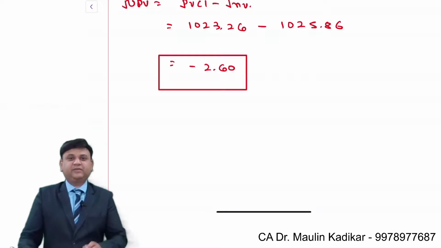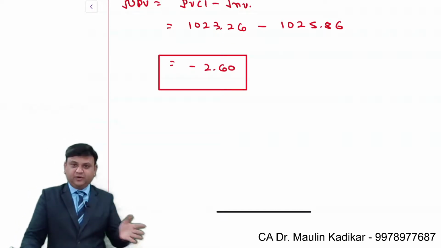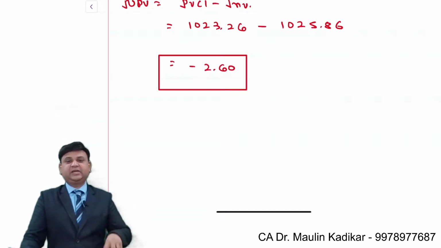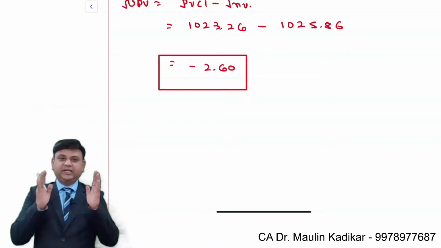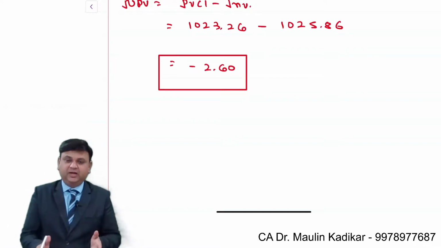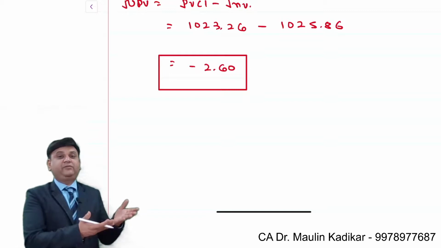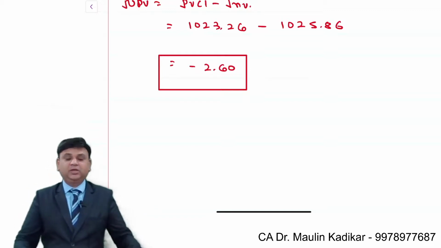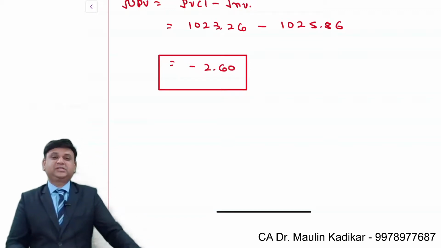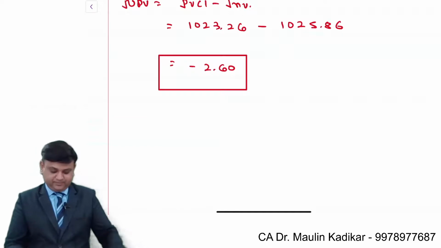If you want to give the answer with the present value of the cash inflow method, then we can give the answer like this. You are ready to pay 1023 and you have to pay 1025. So why will you pay more? You will not pay more. So the security should not be purchased.